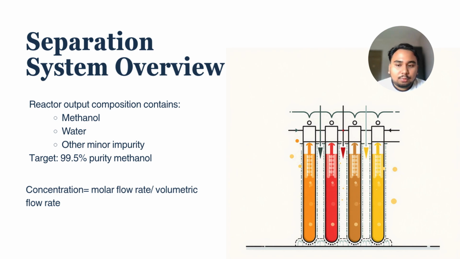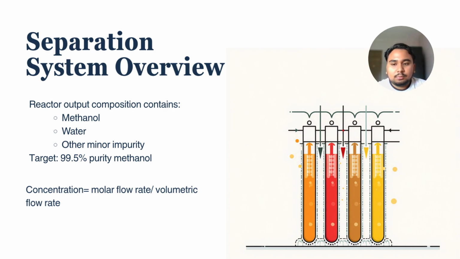And for the composition, we have methanol with fraction of 0.21, hydrogen 0.44, carbon dioxide 0.055, carbon monoxide 0, water 0.28, and methane 0.0003. And to find the concentrations, it is actually very simple. We just need to divide the molar flow rate with the volumetric flow rate. And both of these values are already given from the simulation in Symmetry.